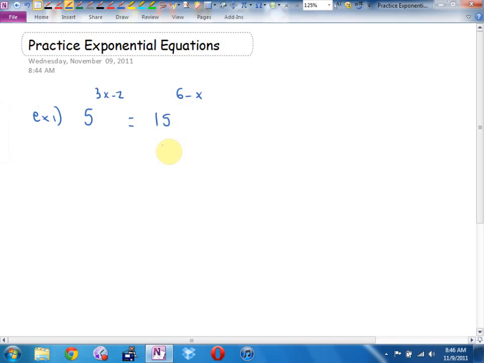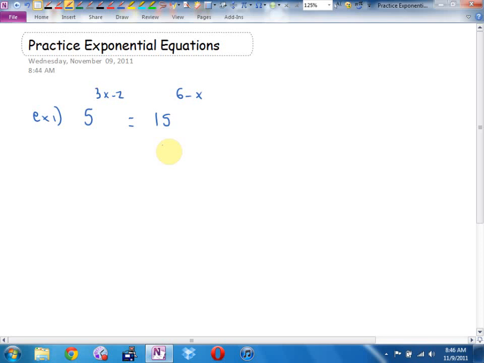5 to the 3x minus 2 equals 15 to the 6 take away x. What type of an equation is this? It's an exponential. You know why? Because the variable is sitting in an exponent. How do I solve this?